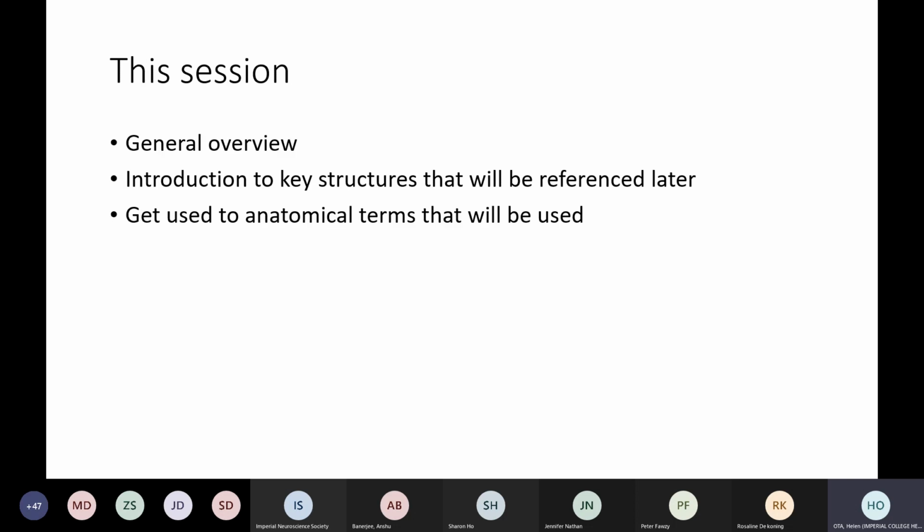Okay, so this session is going to be slightly shorter and snappier than the others that we have over the next few weeks. I'm essentially just going to try to provide a general overview of the key structures that will be referenced in greater detail by the experts later, just to get you used to the anatomy and some of the terms that will be used so that you have a good basis to work upon and build upon for the rest of the course.